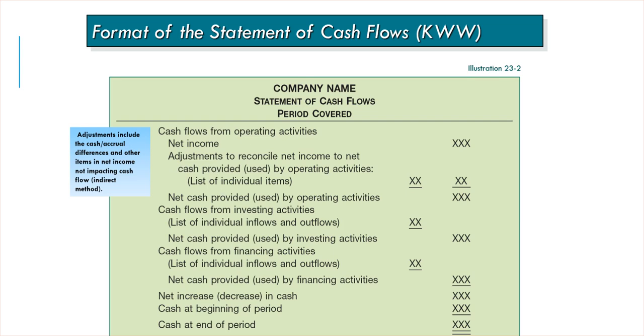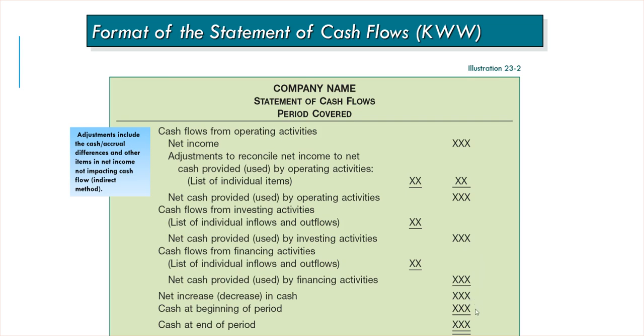Then we have the investing listed, and you show what's happening here. Either cash is going to come from investing or be used by investing activities. You list out specifically what those are. Then you'll list out all the financing activities. Then you come down, and this total that is right here is the total of your net cash provided by operations or used by operations, your net cash from investing, and your net cash from financing.